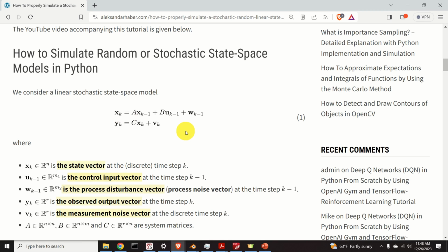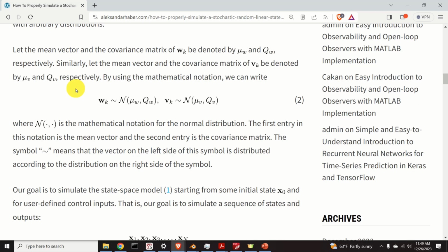Here we assume that the random vectors Wk and Vk are distributed according to some predefined distributions. In this tutorial, for simplicity, we assume that both of these vectors are normally distributed with given mean vectors and covariance matrices. However, everything explained in this video tutorial can be generalized to random vectors with arbitrary distributions. Let the mean vector and the covariance matrix of Wk be denoted by μw and Qw. Similarly, let the mean vector and the covariance matrix of Vk be denoted by μv and Qv respectively.